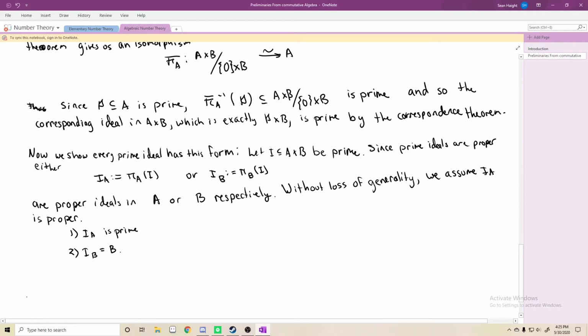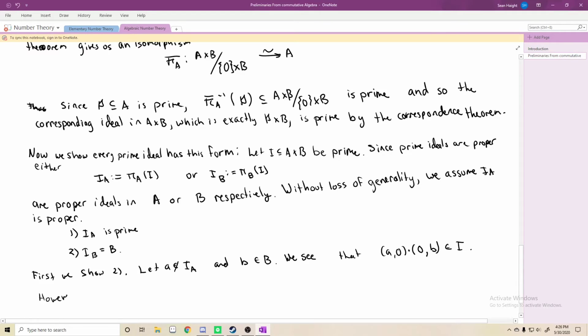So, first let's show condition 2. Okay. So we're going to let A be an element of A that's not in I sub A, and we're going to just let B be any element of B. We see that (A, 0) times (0, B) is (0, 0), so this product is in my ideal I. However, (A, 0) can't be in I, right?